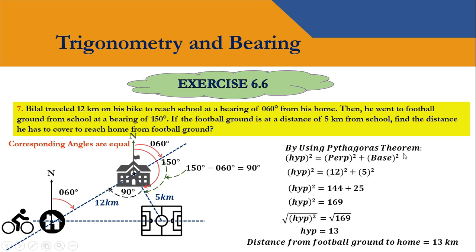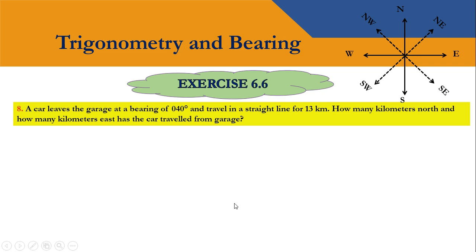So using the Pythagoras theorem, we know that hypotenuse square is equal to perpendicular square plus base square. By putting the values of perpendicular and base, we will get the value of hypotenuse, which is equal to 13. So this is the hypotenuse of this triangle. So the distance from the football ground to the home is equal to 13 km. Now we will solve question number 8.